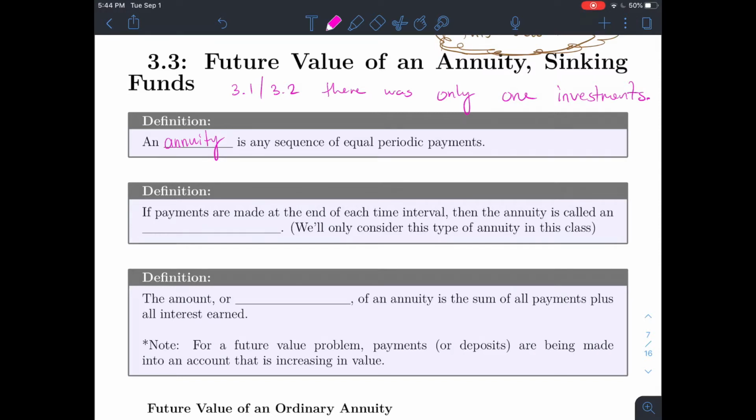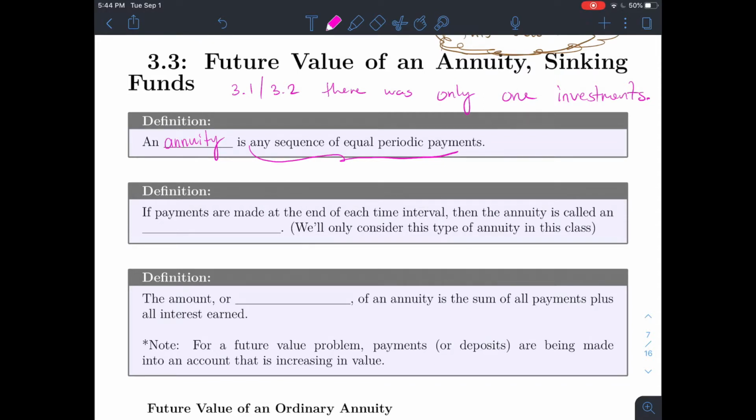But now in this section, 3.3, we're talking about a sequence of equal periodic payments. So that means on the first of the month, we're coming back to that bank account over and over, depositing 500, 500, 500, or whatever that amount is. So that's how you distinguish an annuity problem from what we were dealing with in 3.1 and 3.2.